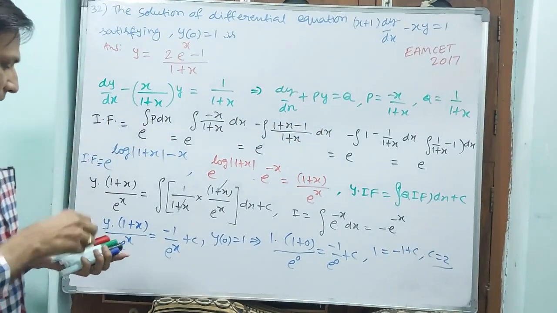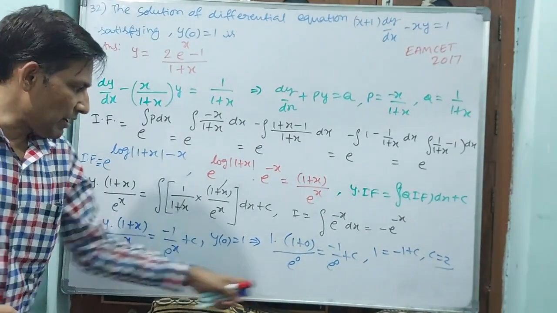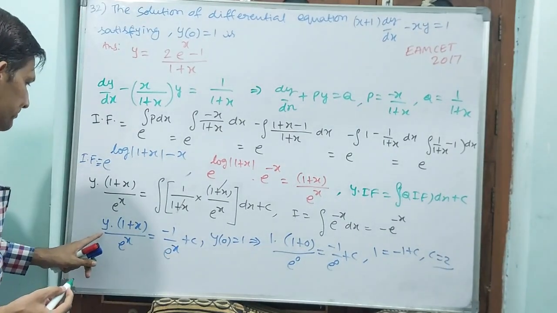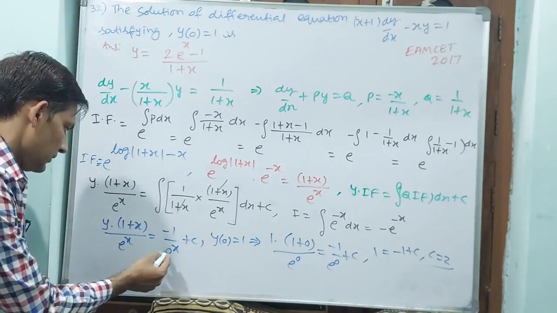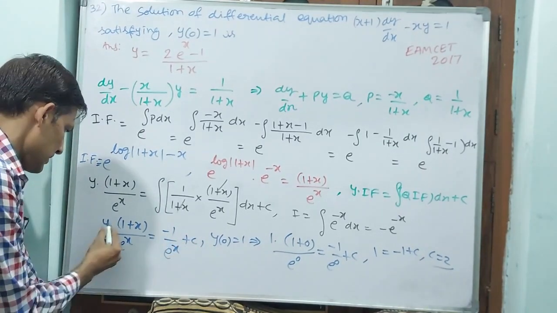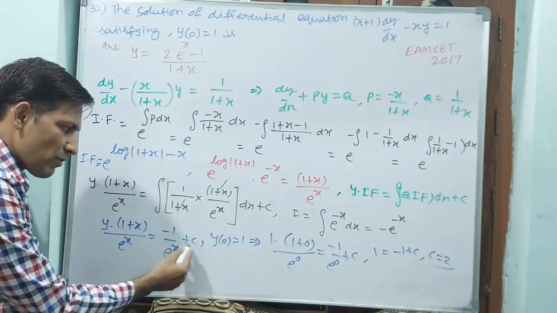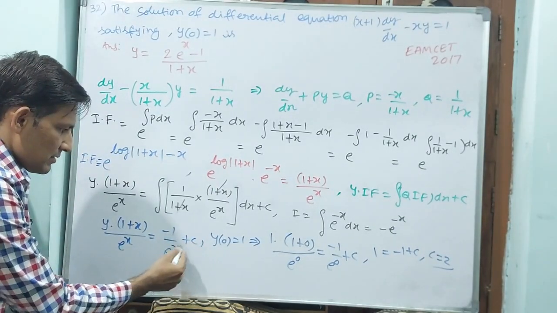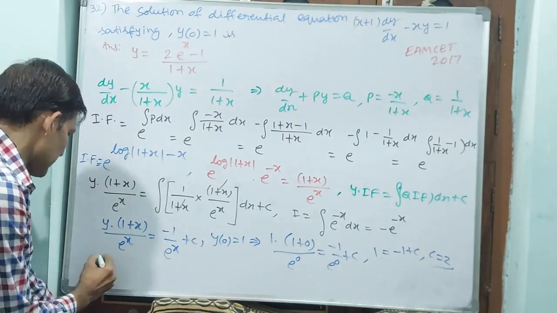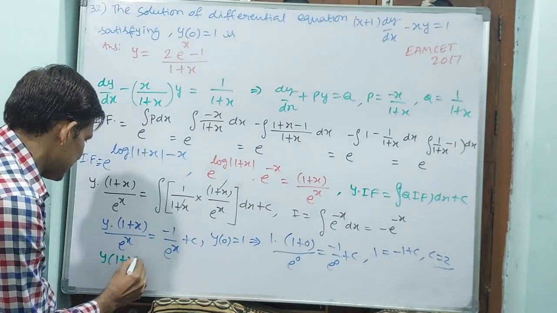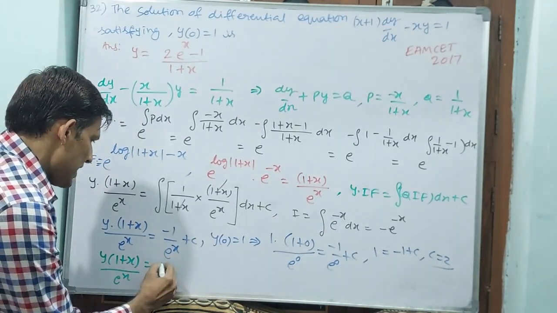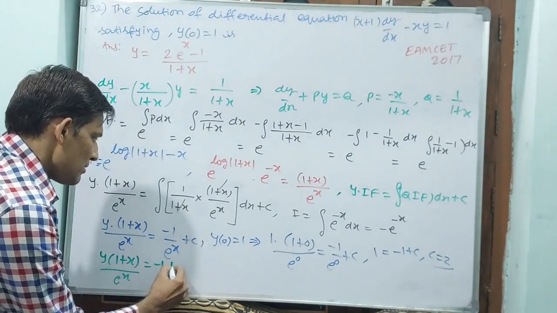Okay? If at all c is equal to 2, I think it will appear in the board. I am finishing here itself. Okay? Now you see, e power x into 1. If we cross multiply, okay? Now you see, e power x by e power x, I can cancel out. Okay, you see, y into 1 plus x is equal to divided by e power x, minus 1 into c plus c.